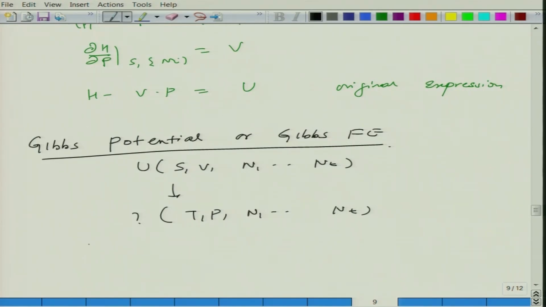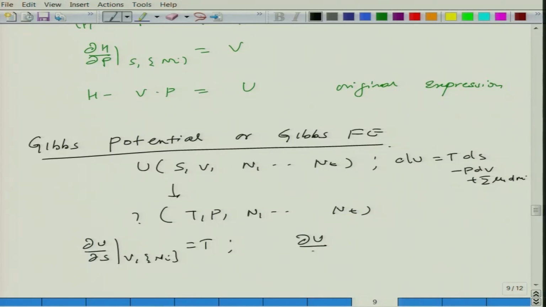The first one is del U by del S at constant V and n_i. If you look at the thermodynamic relation in the differential form for the internal energy, it is T dS minus P dV plus summation mu_i dn_i. So, essentially del U by del S is nothing but T. That is one of the slopes, and the other one is del U by del V at constant S, and this is nothing but minus P. So, we have two specific slopes available.